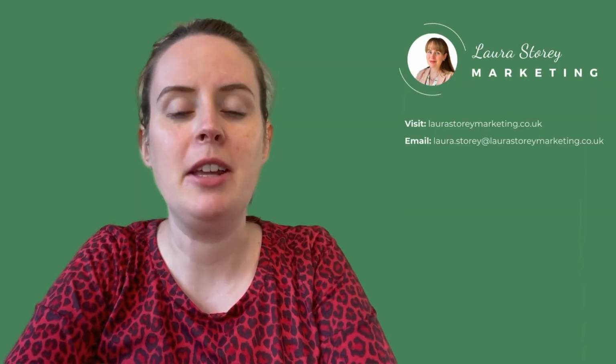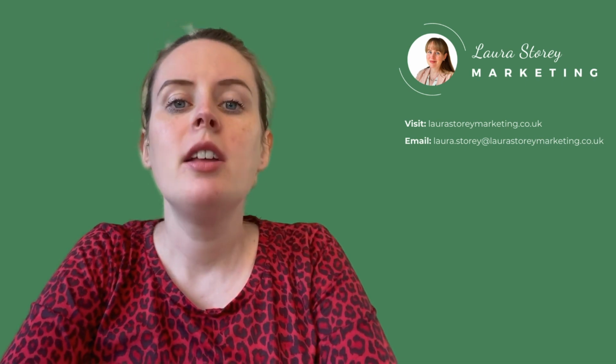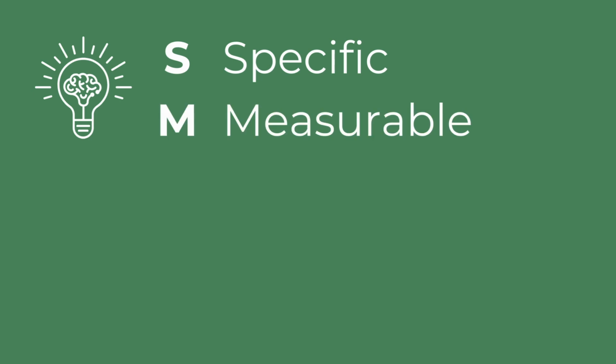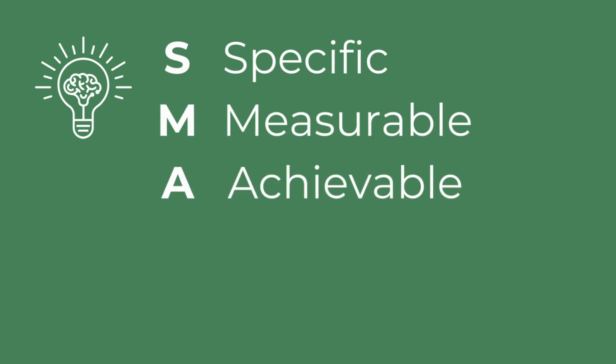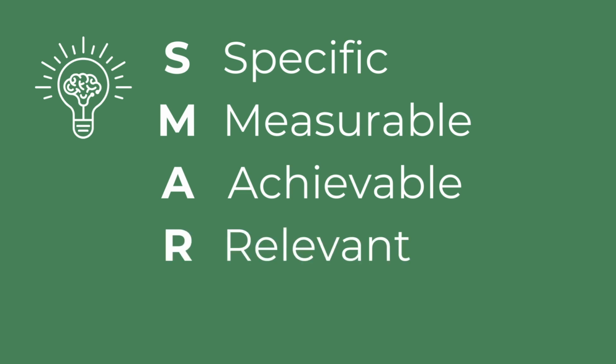Step 3. Make your marketing objectives SMART. SMART stands for specific. You need to know where your base is and where you're trying to get to. Measurable. You need to add a number to that objective. Achievable. It needs to be a realistic number, otherwise it will be demoralising if you feel you can never achieve it. Relevant. It needs to be relevant to your business objective.